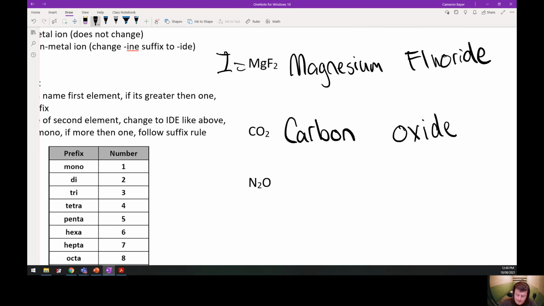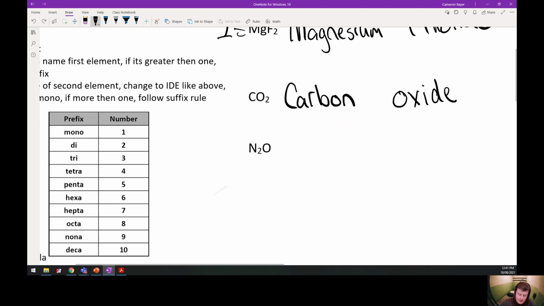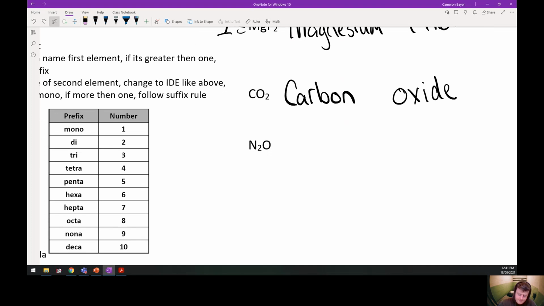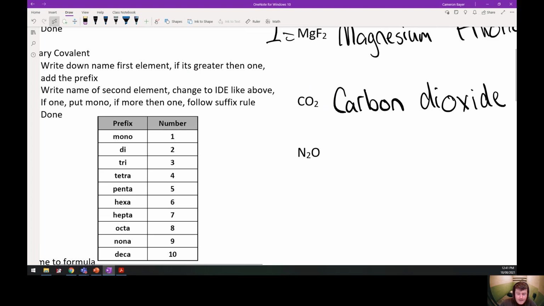But if we remember, how many oxygens are there? There are 2. So we always need to put a prefix on the second one, no matter what. Even if it's 1, we still put it there. And what we do is we go to our table to figure out what we put on the front. Now, carbon here has got 2, sorry. And we go over here and we can see that we're meant to put di as the prefix. All right. So in this case, this is going to be carbon dioxide, hence why we call it carbon dioxide.